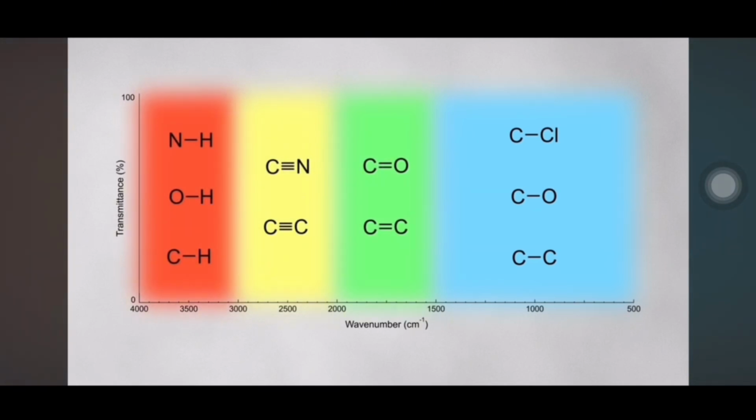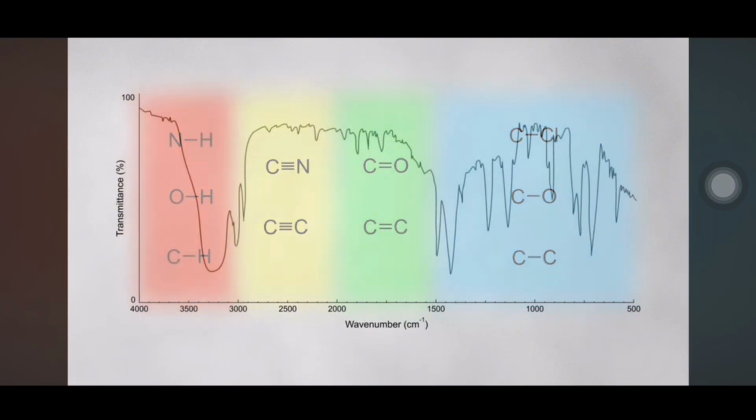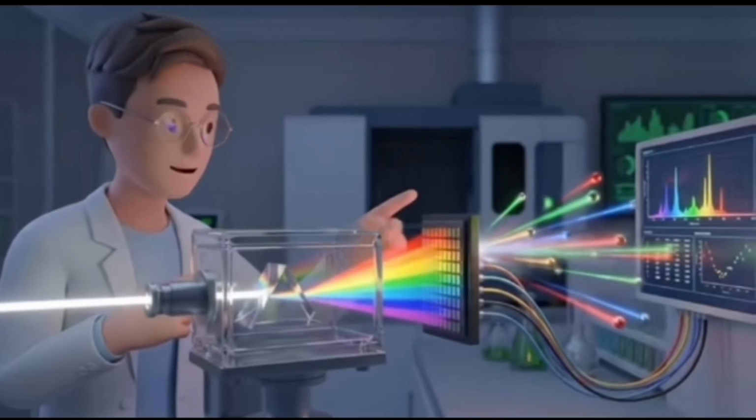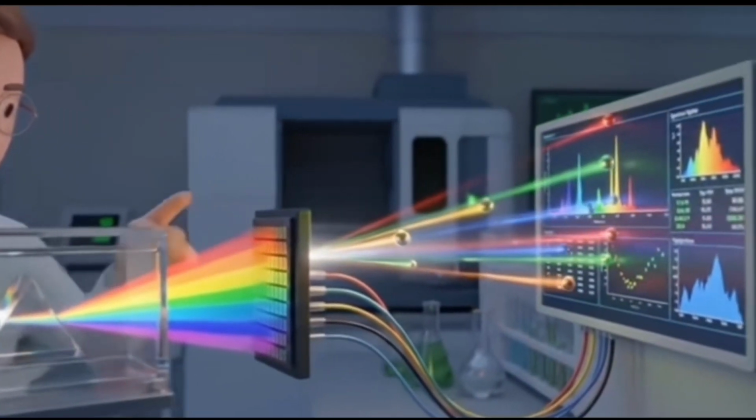Next is signal processing. The detector converts the infrared signal into electrical data, which is processed by the computer. Finally, the software generates an infrared spectrum showing the absorbance of different wavelengths.